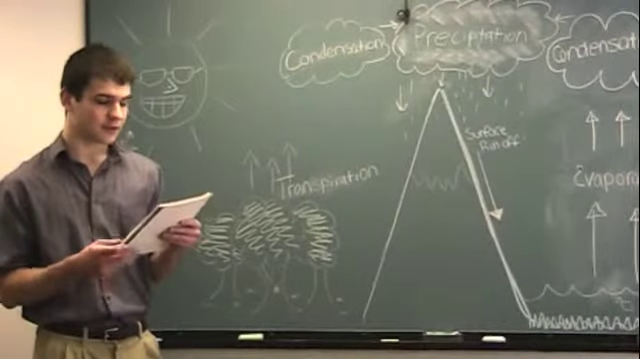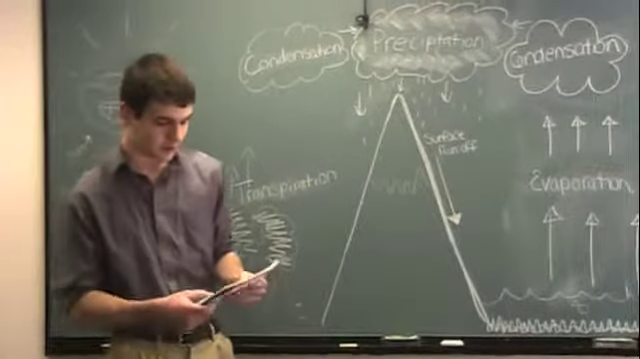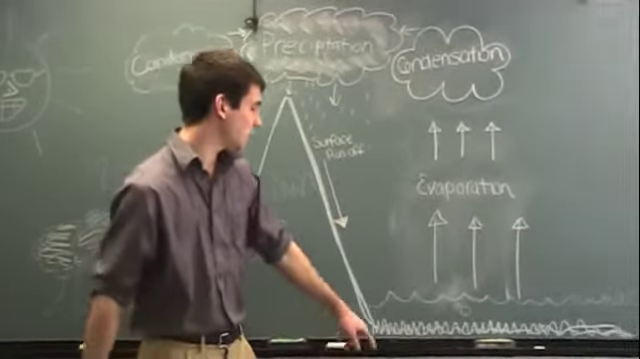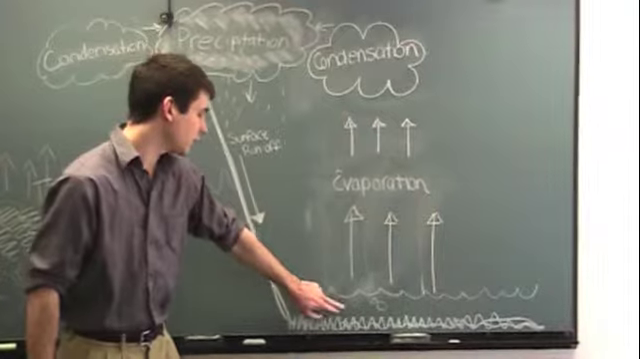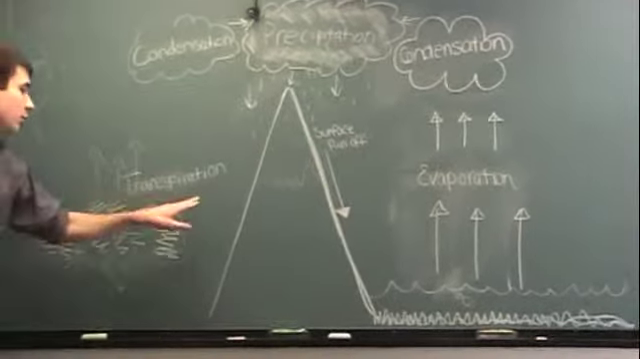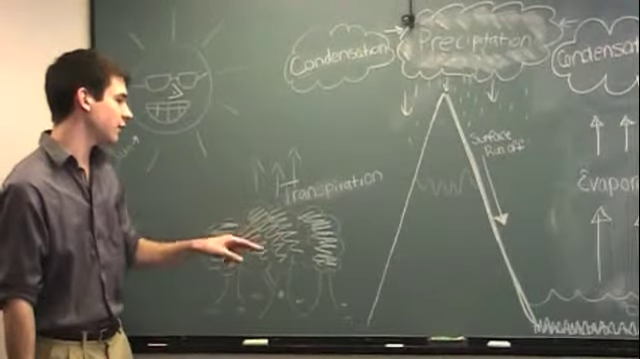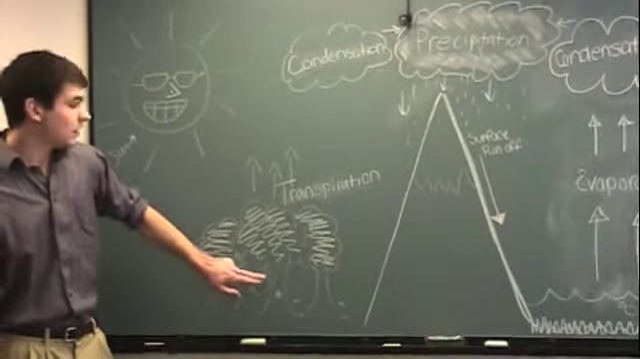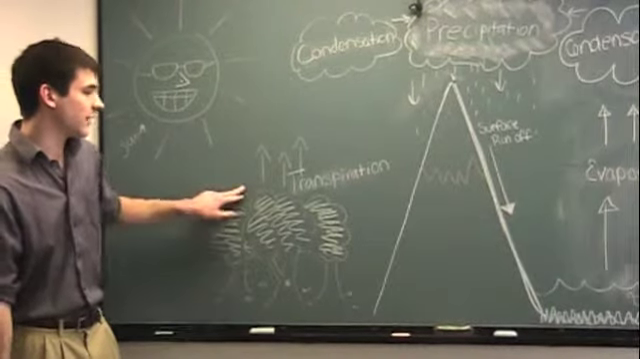Evaporation is the process of water turning into water vapor and then floating up into the Earth's atmosphere. So you see here, it floats up from either the oceans, groundwater, and also with transpiration. Transpiration is the process of plants releasing water vapor up into the atmosphere.